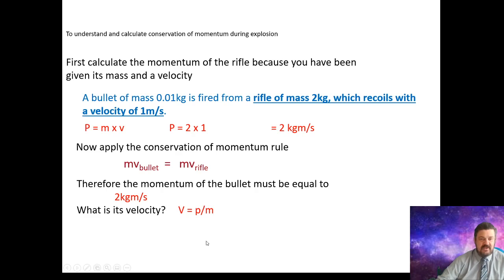So let's rearrange our momentum equation. Find velocity. Velocity is equal to momentum divided by mass. So 2 divided by 0.01 is equal to 200 meters per second. That's how fast our bullet is going.